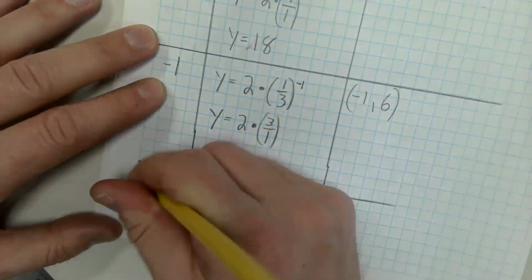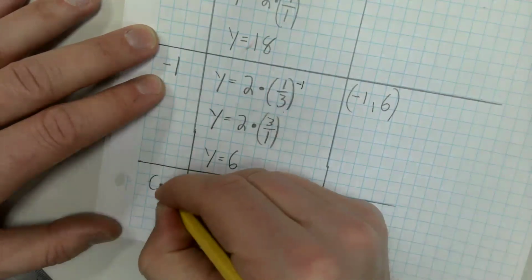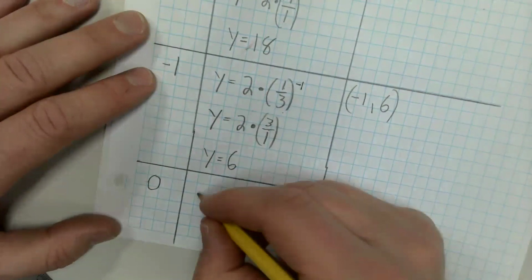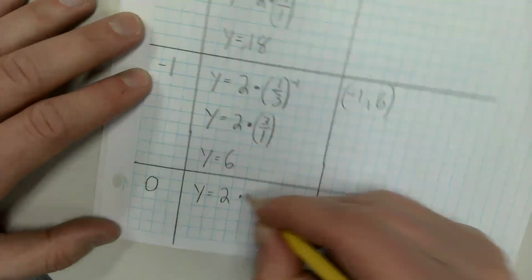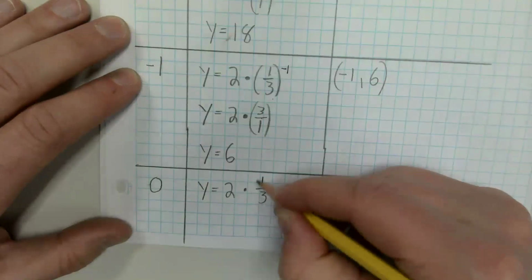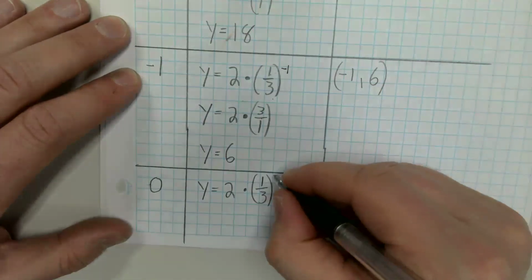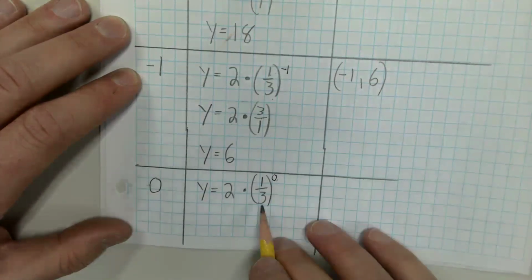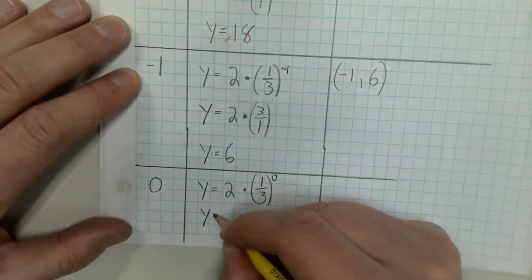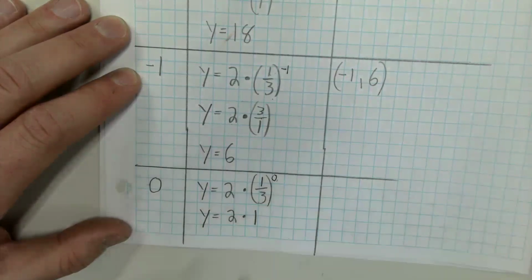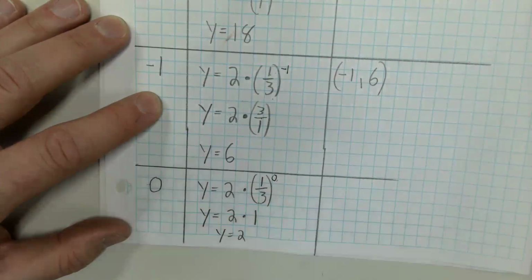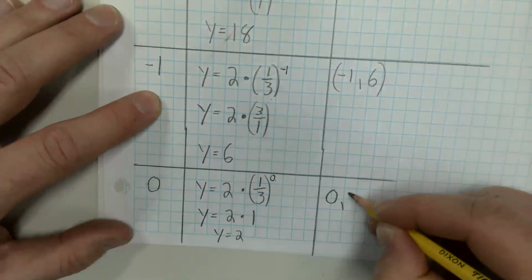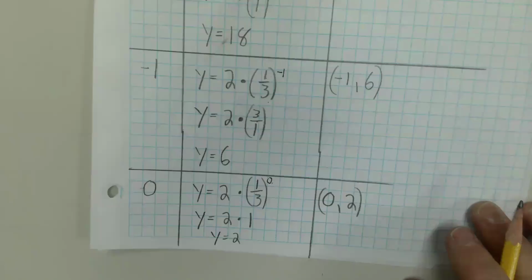We are going to do 0. And let's see what happens here. Y equals 2 times 1 over 3 in place of x to the 0 power. Now, anything to the 0 power is 1. So this whole fraction, this whole base, this whole term becomes 1. Y equals 2 times 1. 2 times 1, y equals 2. So my next point is 0, comma, 2. Let's do 2 more.